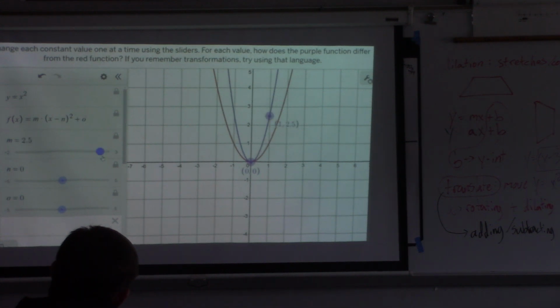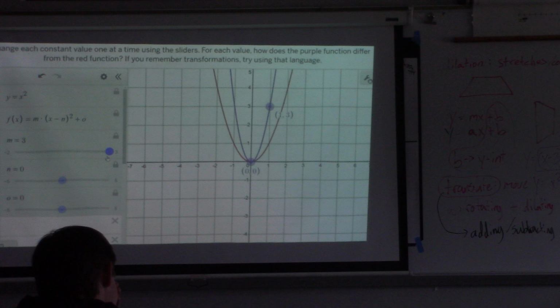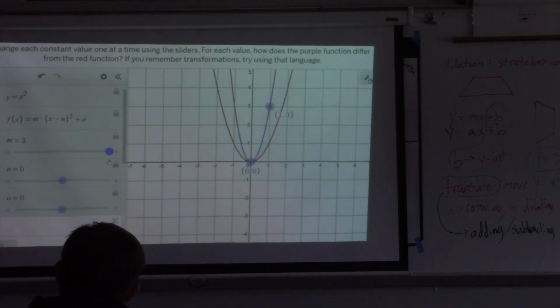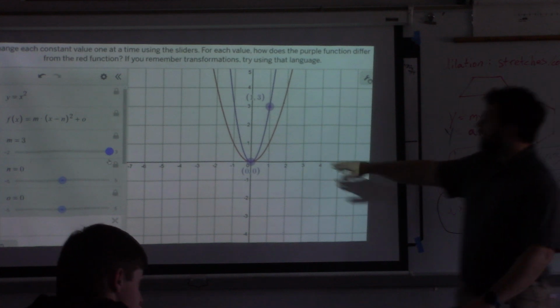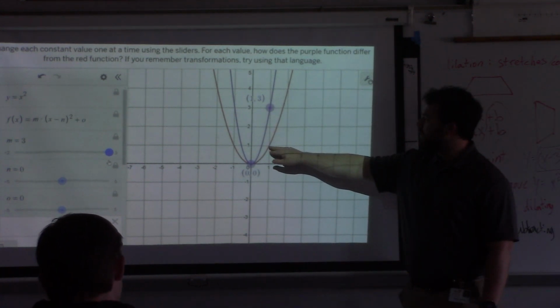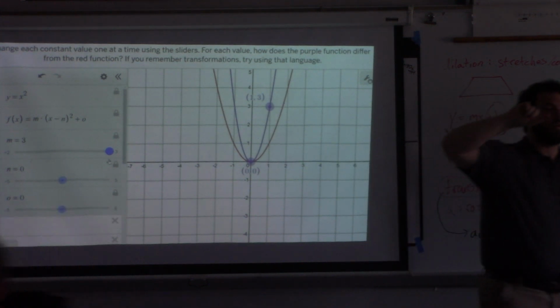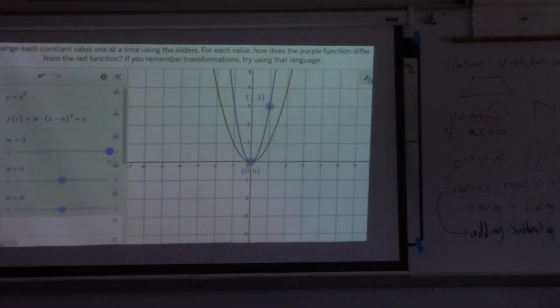So what is m doing? What is that multiplication doing? Is it translating it at all? No? It's dilating. Notice it's vertically stretching it. Right here was 1, 1. Now it became 1, 3. It was multiplying by a value of 3. What about if I make m a negative? What's going to happen?